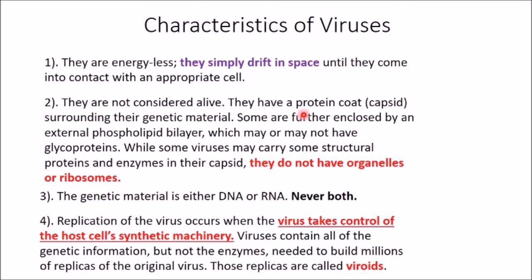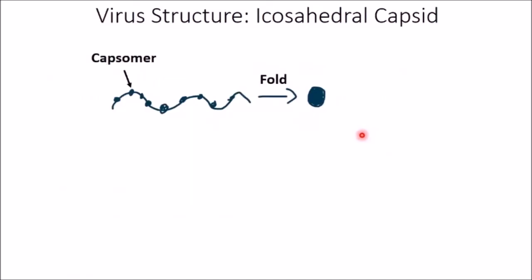So next what we'll do is build up a virus so that you can understand the structure of the virus. The first thing we're going to deal with is the icosahedral capsid. Viruses come in two major forms in terms of structure: the icosahedral capsid and the helical symmetry capsid.